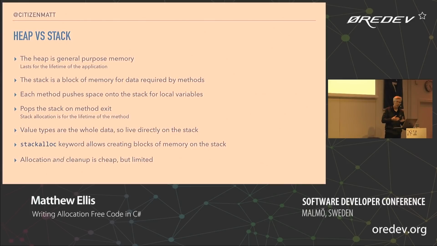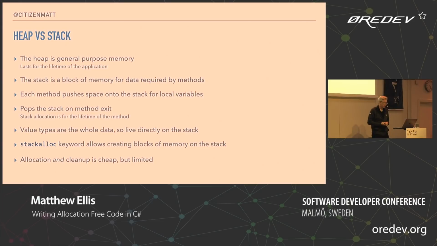Whereas the stack is a block of memory which is just for storing local data that is required by methods. And each method, when it's called, it pushes some space onto the stack. And it can then have all of its local variables inside that space there. And when that method finishes, it'll pop the stack, it'll clear that stack, it'll drop it back down to where it was before, and that space which was being used for local variables is gone. And so those local variables are gone. And this means that stack allocation is for the lifetime of a method. So we've got heap, which is the lifetime of potentially the application, or as long as you need it, whereas the stack is only just for method lifetime.